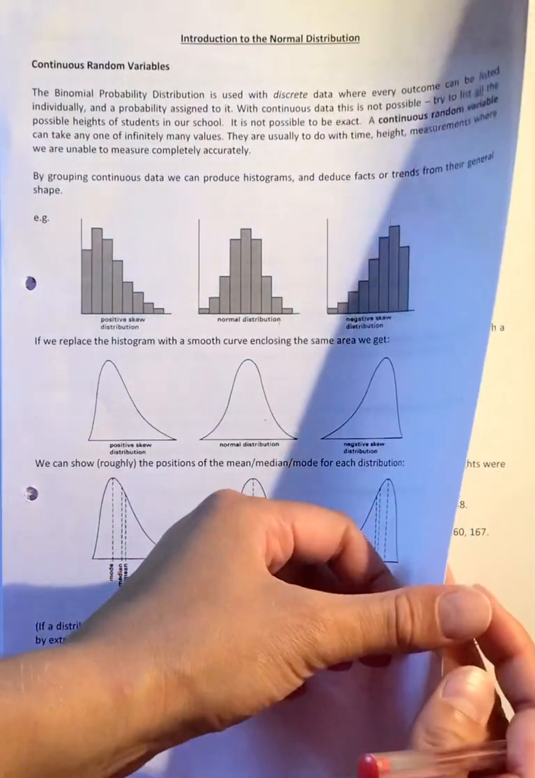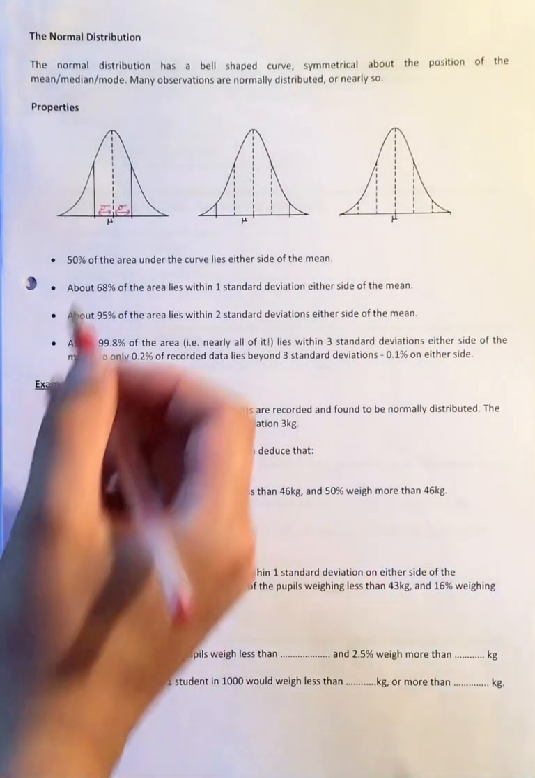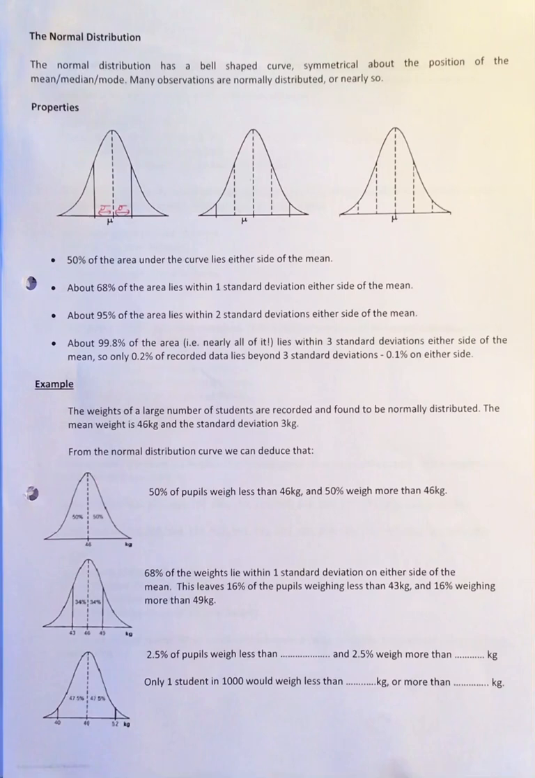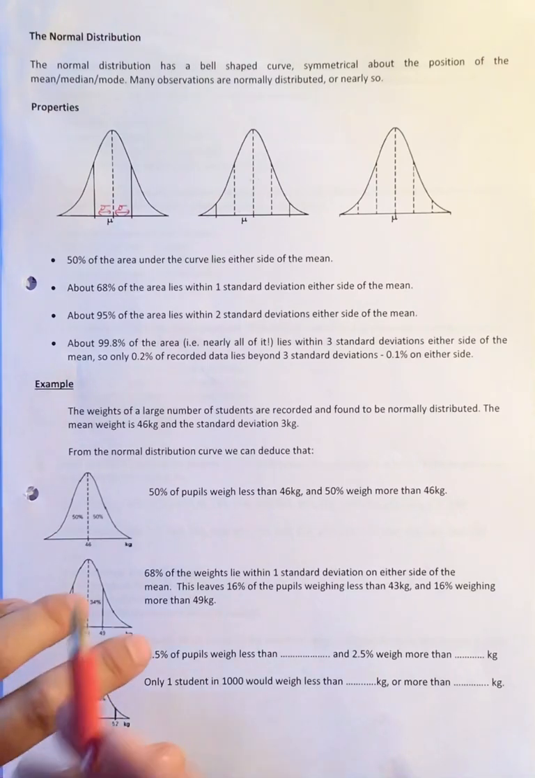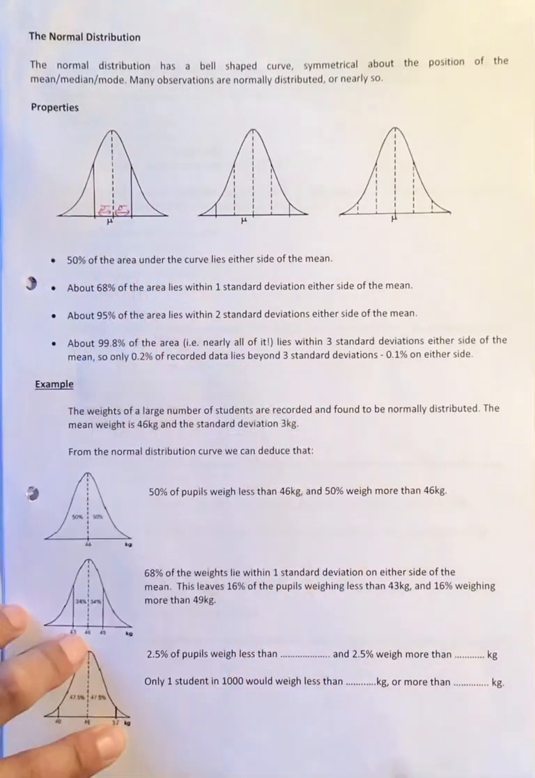So let's focus in on the normal distribution. We call this curve that we get a bell-shaped curve because it's symmetrical like a bell, and we call the mean mu. Remember, the mean will be the same as the median and the mode. We call the standard deviation sigma, and I've marked in here sigma to the right of the mean and sigma to the left of the mean.